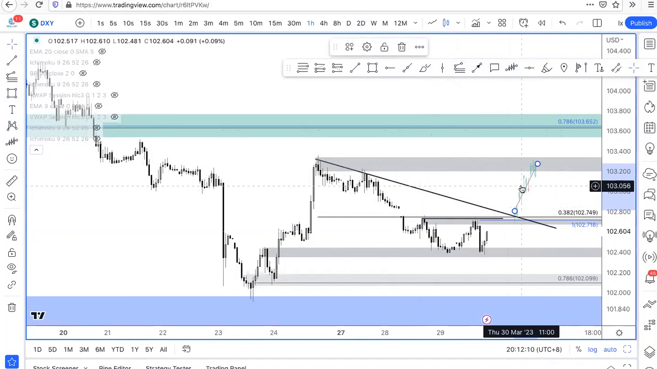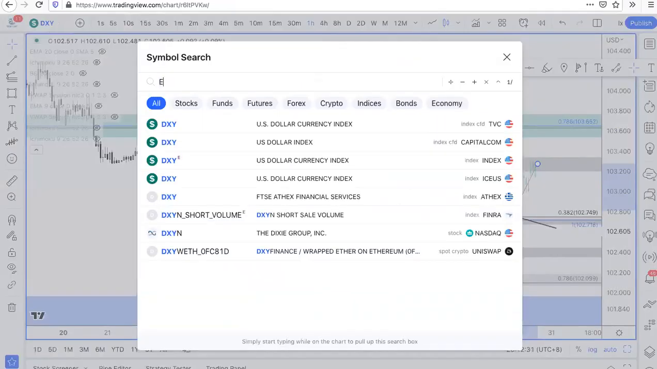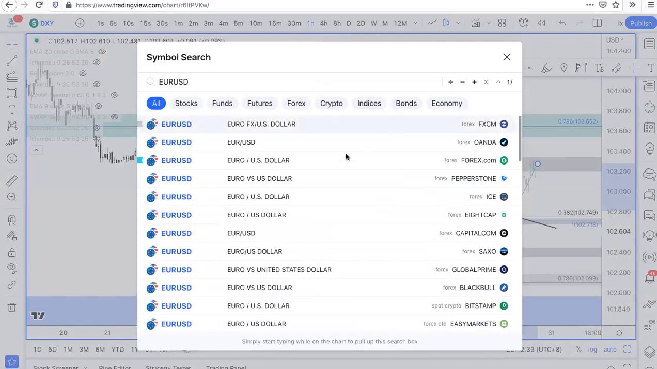Okay, so let's take a look at another setup that we have. So this is on dollar index. Let's take a look at euro dollar. And if you guys have any setups or any chart requests, do put them under the tab as well.